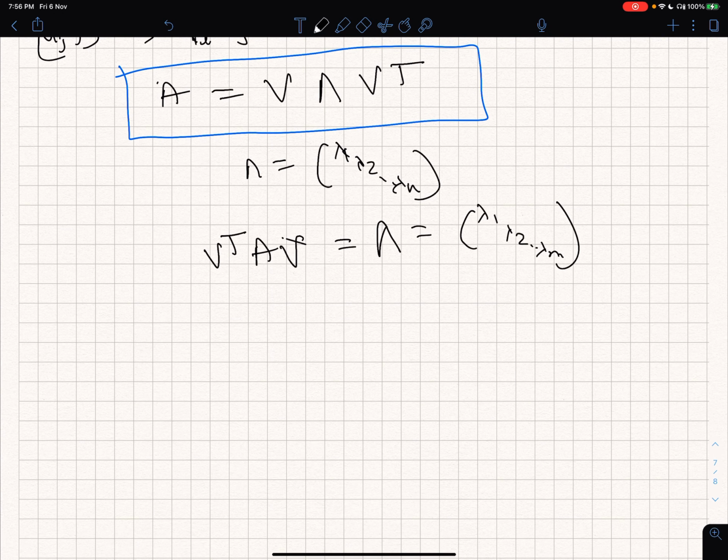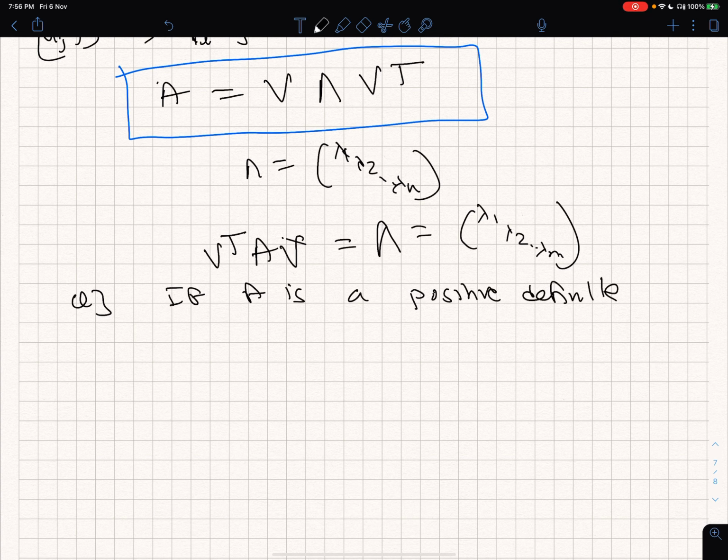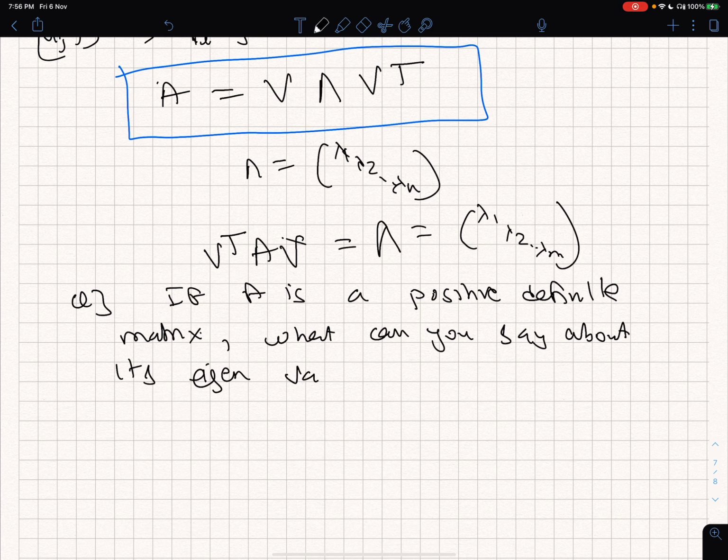Okay, now a question. If A is a positive definite matrix, what can you say about its eigenvalues?